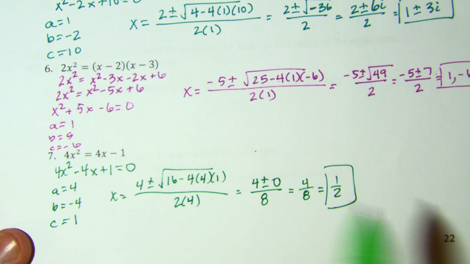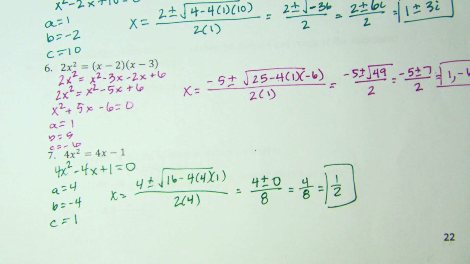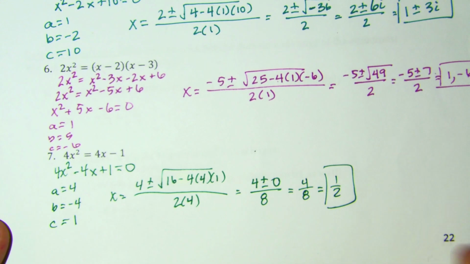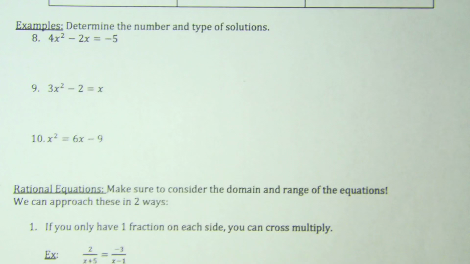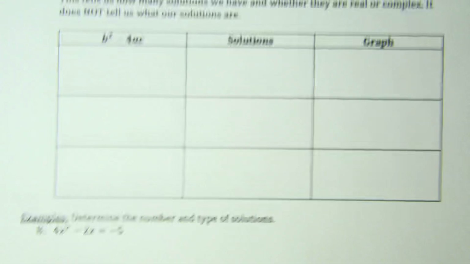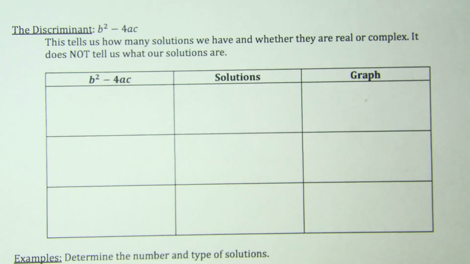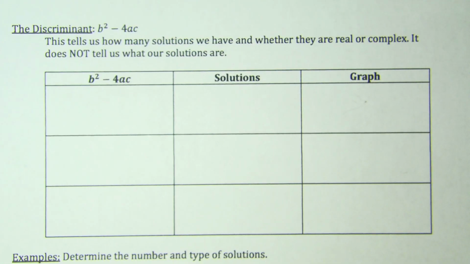And that means we only have one solution. And it is possible to get just one solution. On to the next page, and we're going to talk about one more topic. This is called the discriminant here, and then we'll go ahead and end this video after that.